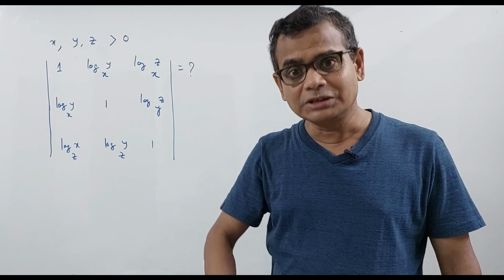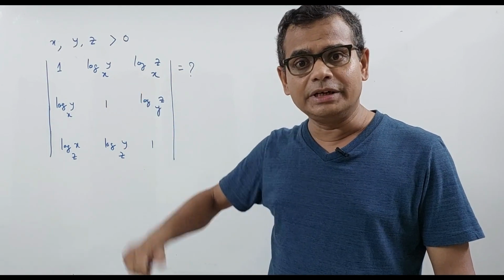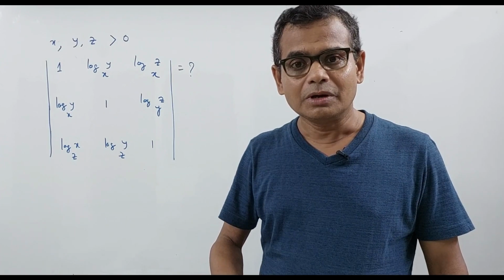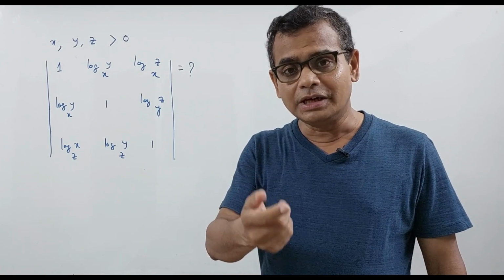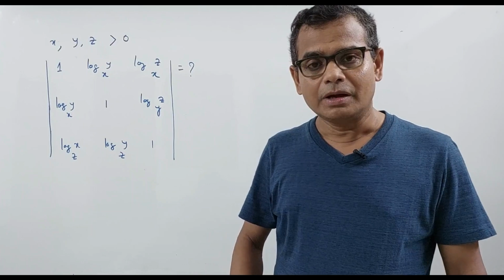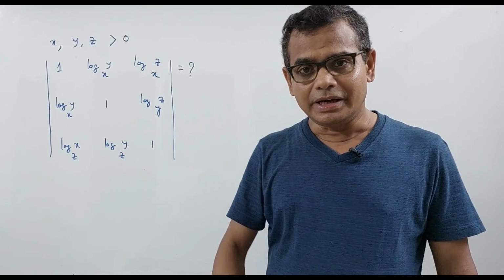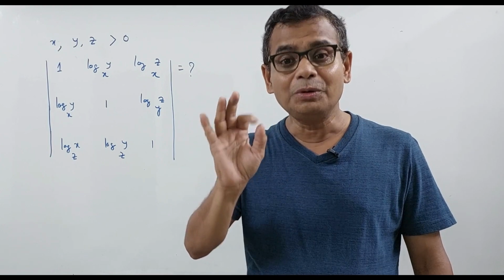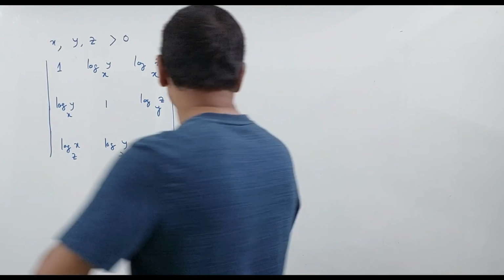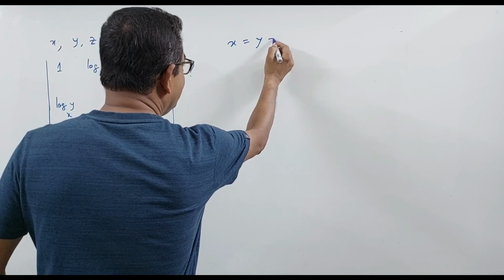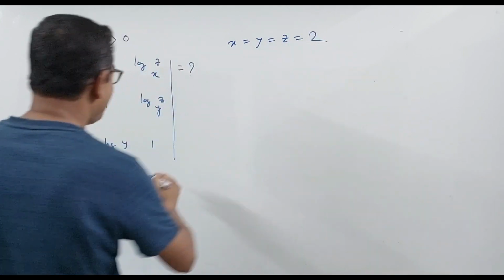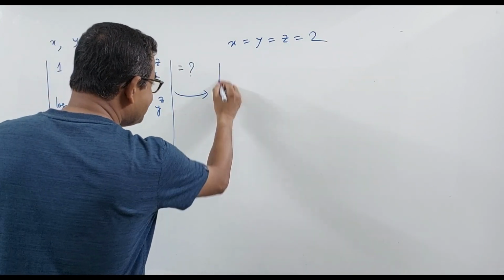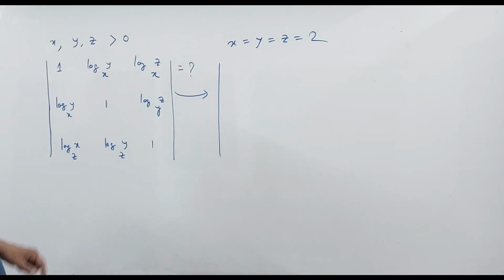Yes, it is possible. The value of this determinant is 0. Why? Look at the trick behind it. Let us assume x equal to y equal to z equal to 2, and see what the value of this determinant is.